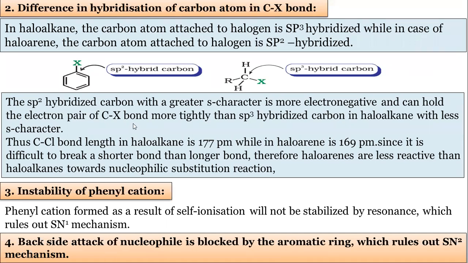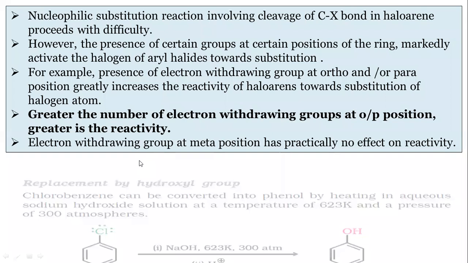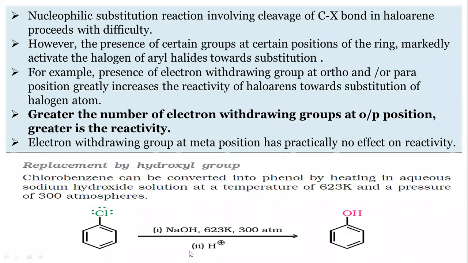But these reactions do happen in case of specific conditions. In case of specific conditions, these reactions happen when electron withdrawing groups are attached to the ortho or para position. See, directly I am coming to the examples of these nucleophilic substitution reactions.